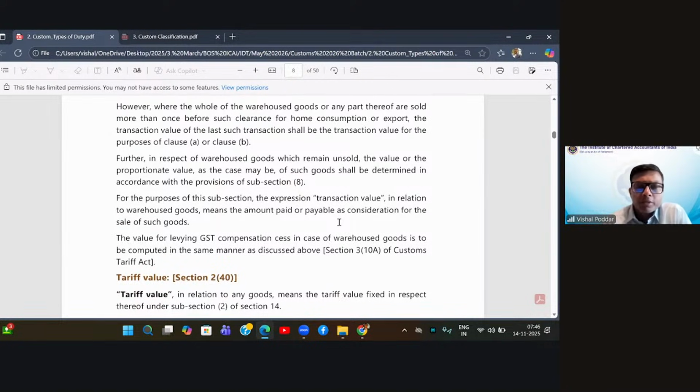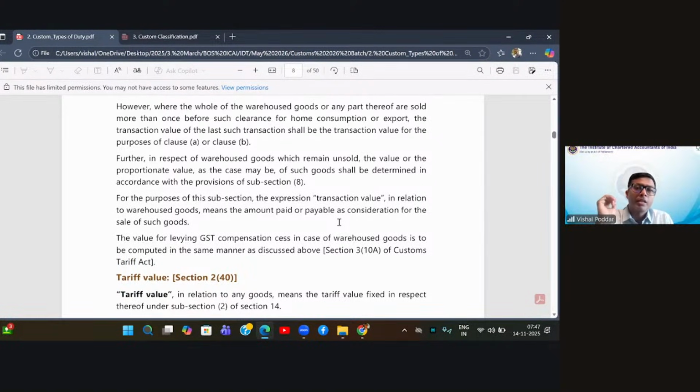Interestingly, what is further given? What if Ayush, after purchasing the goods from me, has not got the goods cleared? Ayush has further sold the goods to Yogesh, and let us say Yogesh has also further sold the goods to Geet, and now finally Geet is going and clearing these goods. Now, when Geet is clearing these goods, it means before clearance, these warehouse goods have been sold by three persons: by me to Ayush first, Ayush to Yogesh second, and Yogesh to Geet third.